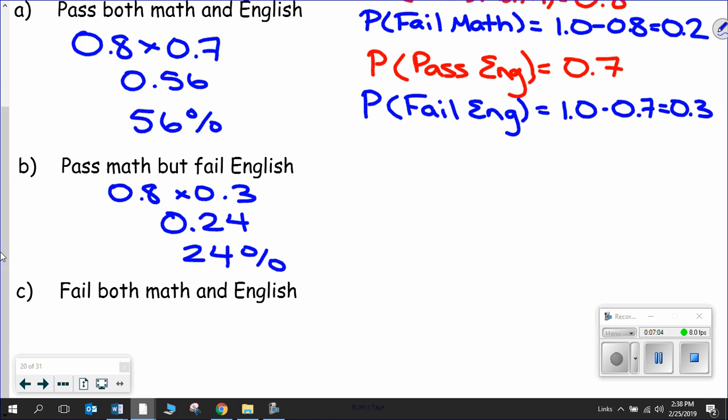To fail both, I just take both of those failure probabilities, 0.2 for math and 0.3 for English. So 0.2 times 0.3 is a 0.06 probability. Times that by 100, it's a 6% chance that he's going to fail both. Again, they're independent because passing one or failing one doesn't necessarily mean you are going to pass or fail the other.